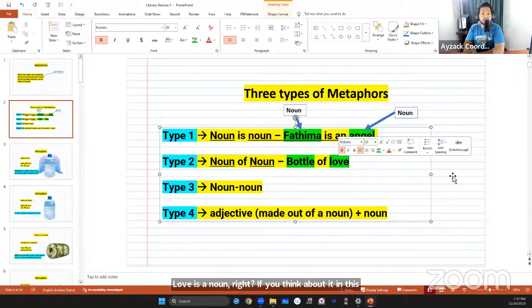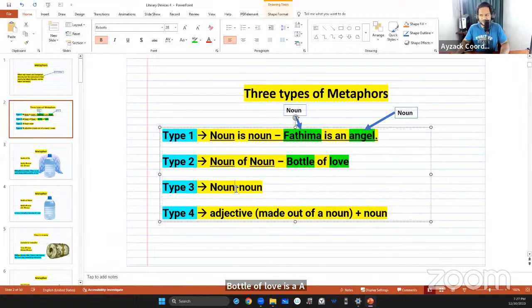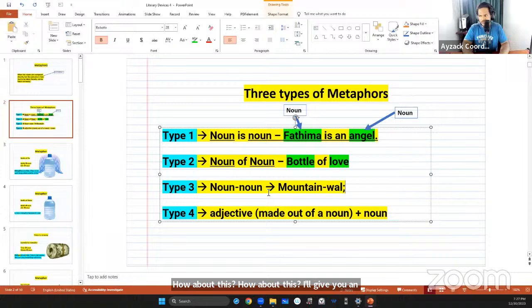Bottle of love is a metaphor. Another example: when we have two nouns connected through a hyphen like this, that also creates a metaphor. I could give you an in-syllabus example, and I want to think of an out-of-syllabus example for this. How about this? I'll give you an in-syllabus example, mountain walls. Mountain walls is an in-syllabus example for a metaphor.